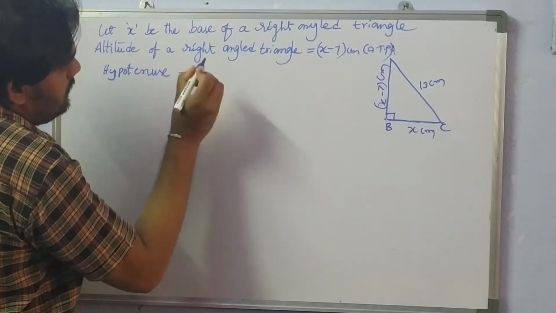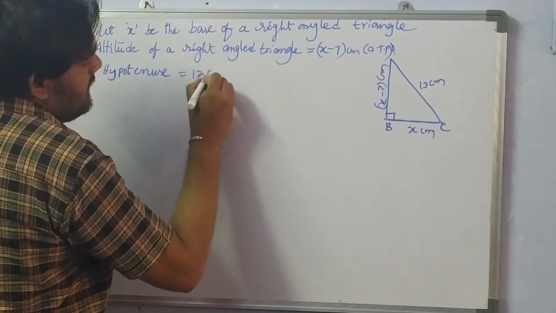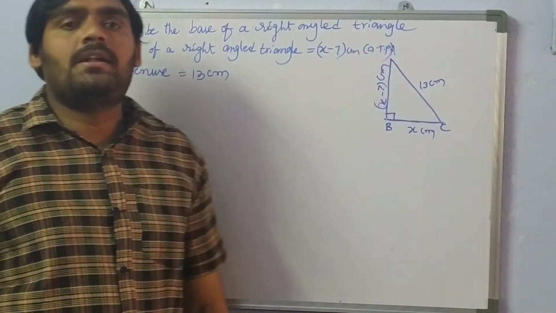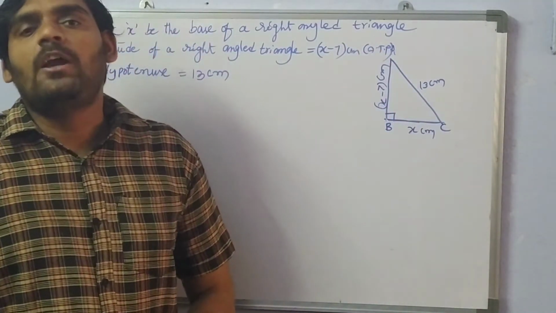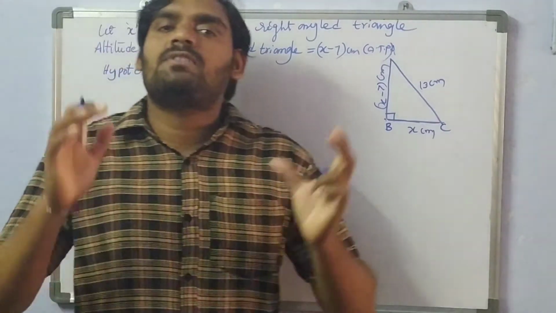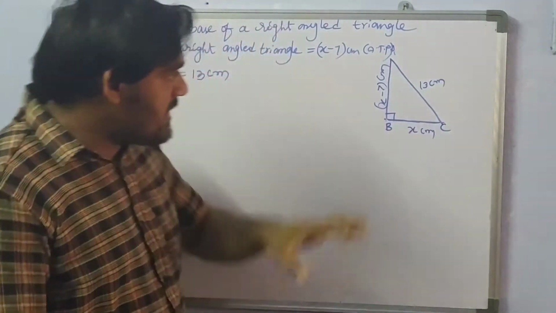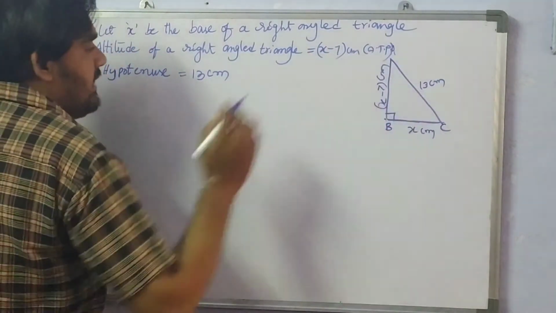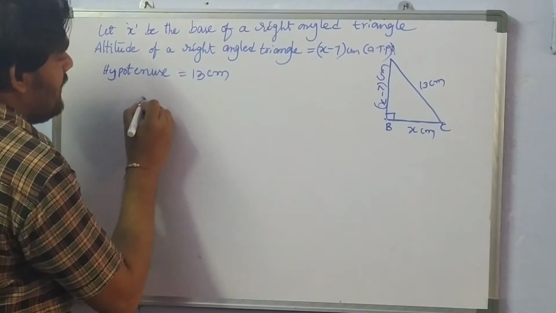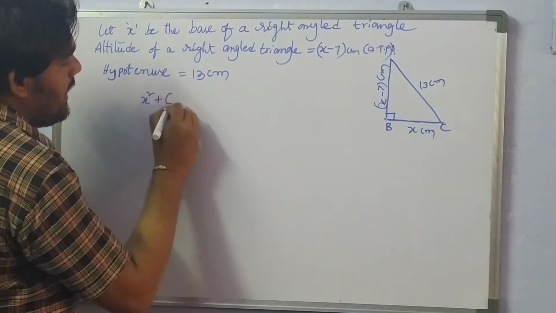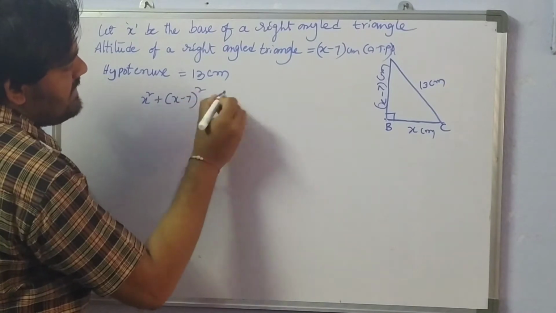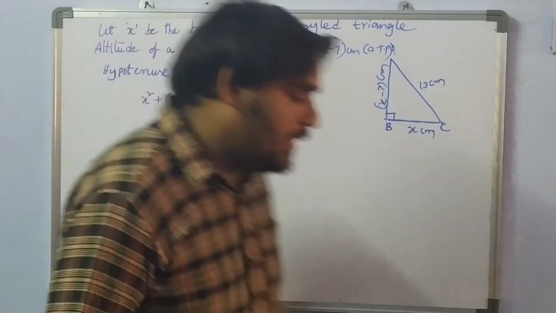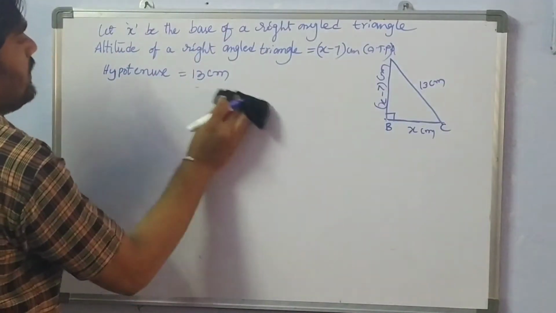Next, hypotenuse is equal to 13 centimeters. At that time, we need to find the base and altitude. So according to Pythagoras theorem, the square of the hypotenuse is equal to the sum of the squares of the remaining two sides. It is a right angle triangle. In this, according to Pythagoras theorem, we can write x square plus x minus 7 whole square is equal to 13 square.